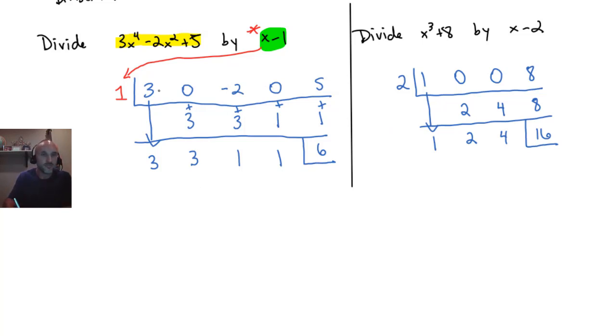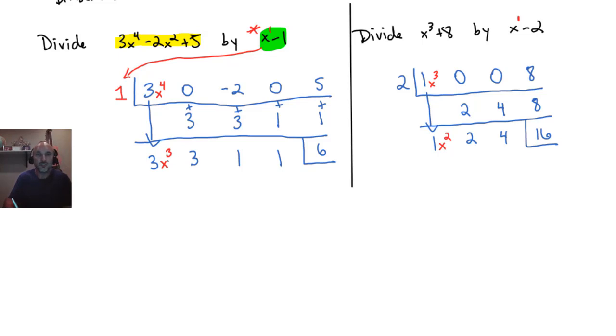Now remember, this first term over here was 3x to the fourth, and the first term over here was x to the third. When you divide in synthetic division, because you're always dividing by x to the first, the result is going to decrease the degree by 1. So if I divide 3x to the fourth by x to the first, I'm going to get x cubed. So this term down here, my first term is x cubed. Over here, my first term is x squared. Okay, so we're putting the x's back in.